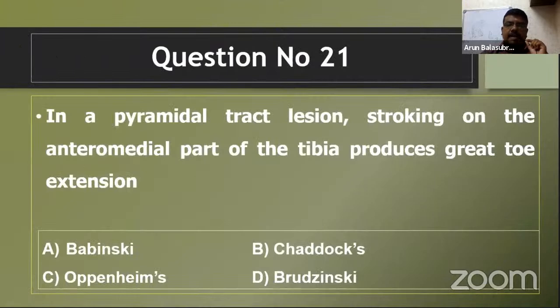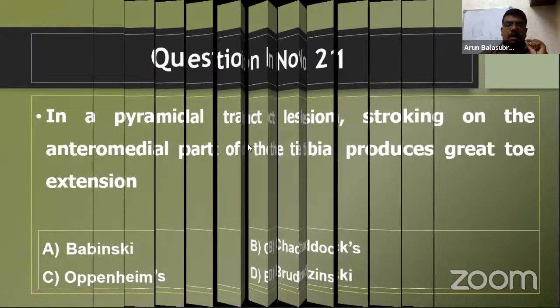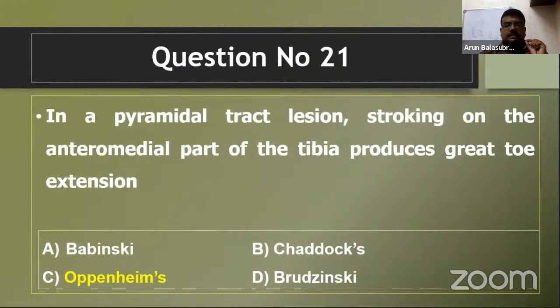Okay, in a pyramidal tract lesion, stroking on the anteromedial part of the tibia produces great toe extension. What is this? It is not Babinski. I will tell you the answer also. Is it Chaddock's, Oppenheim's, or Babinski? Same reflex, same sign, it is exhibited in a pyramidal tract lesion, same as Babinski. Because for Babinski, you stroke the plantar surface. So is it Oppenheim's reflex, right?